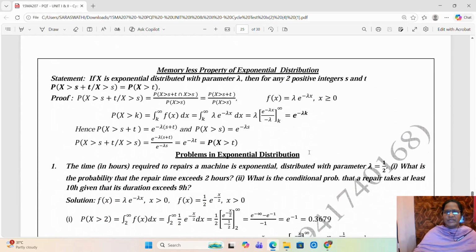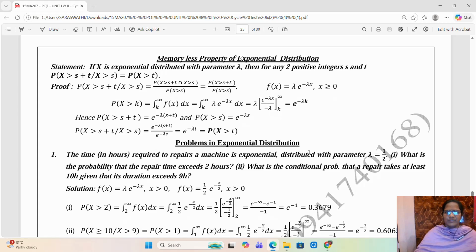Next problems for the exponential distribution. Before we start the problem, we have one property. Remember in this property statement, if X is exponentially distributed with the parameter lambda, then for any two positive integers s and t, P of X greater than s plus t given X greater than s, so it is a conditional probability, is equal to P of X greater than t.